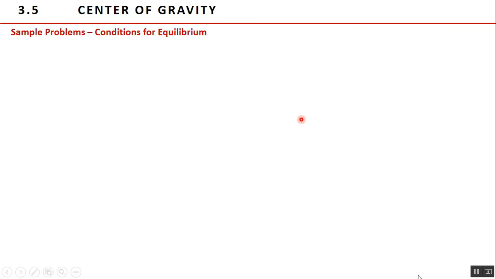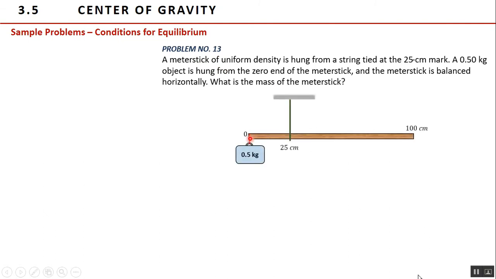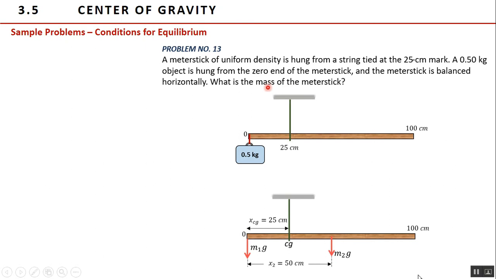Wow, congratulations for reaching this last problem. Problem number 13. A meter stick of uniform density is hung from a string tied at the 25 cm mark. A 0.5 kg object is hung from the zero end of the meter stick, and the meter stick is balanced horizontally. What is the mass of the meter stick?